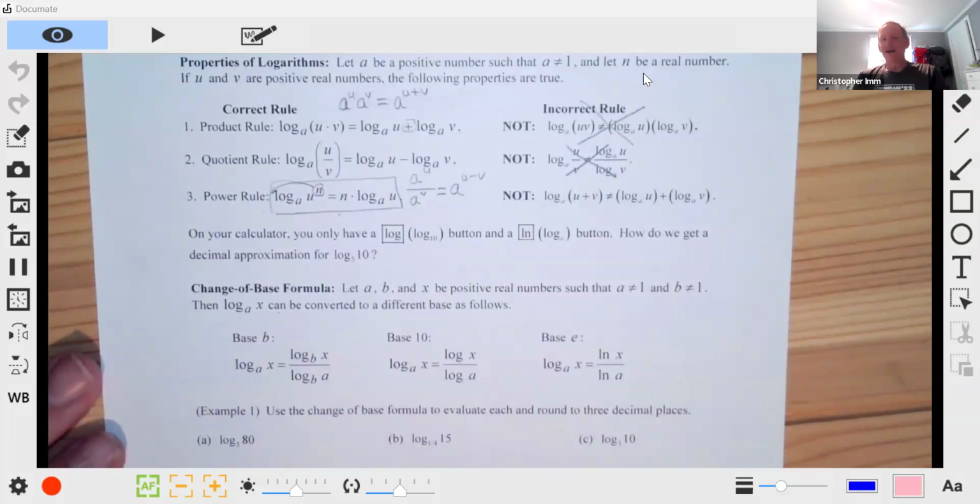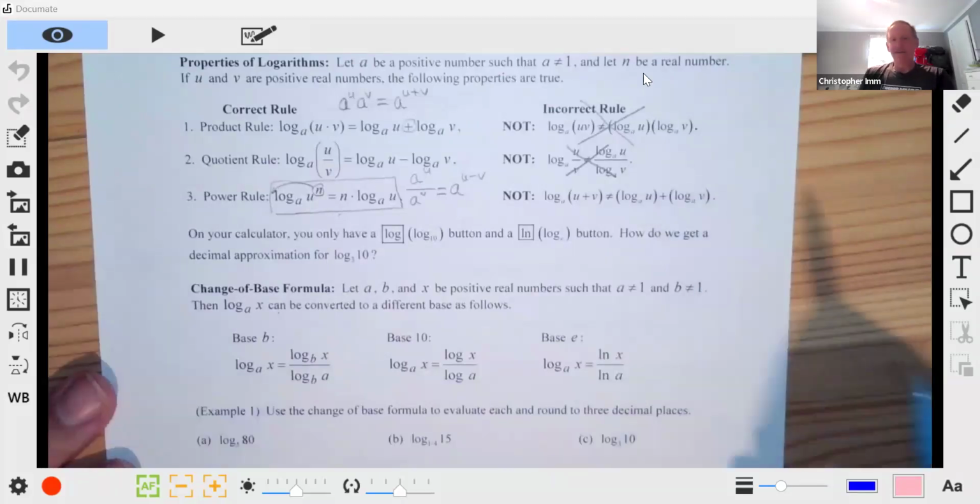Now, you might encounter some logs that you don't know how to deal with on your calculator. So you might want some approximations because, again, logs are, for the most part, irrational numbers when we can't simplify them. So we want to find a decimal approximation for those. If you don't have a natural log or a common log that you can approximate with your calculator, you can use the change of base formula.